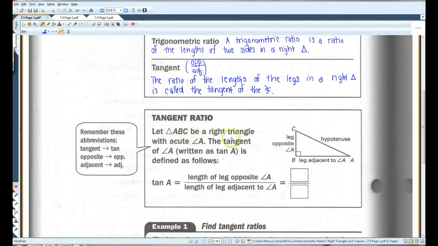If triangle ABC is a right triangle with acute angle A, this side is opposite A. The side that does not touch the angle is the opposite side. Of course, the longest side is the hypotenuse, and the other side is going to be called the adjacent side. So if you're referring to the tangent of A, it's going to be the opposite side over the adjacent side. So in this case, BC over AC. I'm sorry, AB.